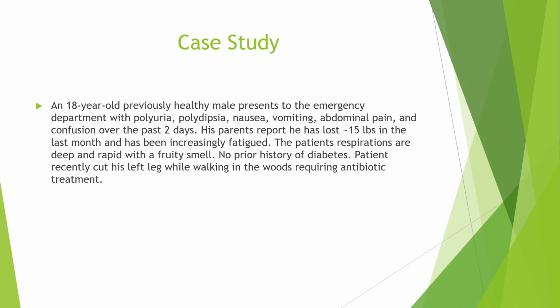Into the case study here. We have an 18-year-old previously healthy male who presents to the emergency department with polyuria, polydipsia, nausea, vomiting, abdominal pain, and confusion over the past 2 days. His parents report a weight loss of 15 pounds in the last month, and he has been increasingly fatigued. The patient's respirations are deep, rapid, and have a fruity smell. No prior history of diabetes. Patient recently cut his left leg while walking in the woods, requiring antibiotic treatment.